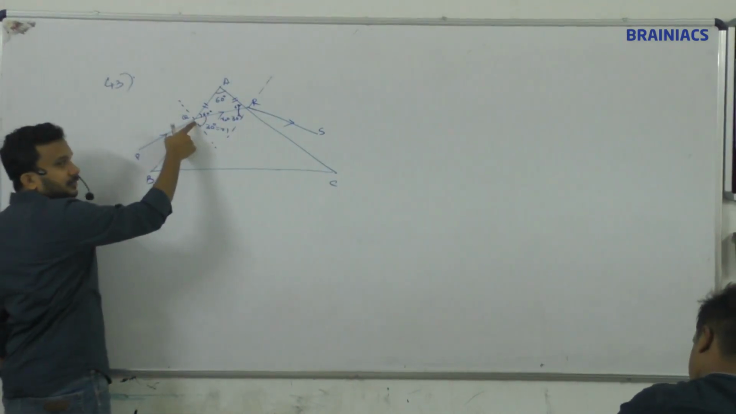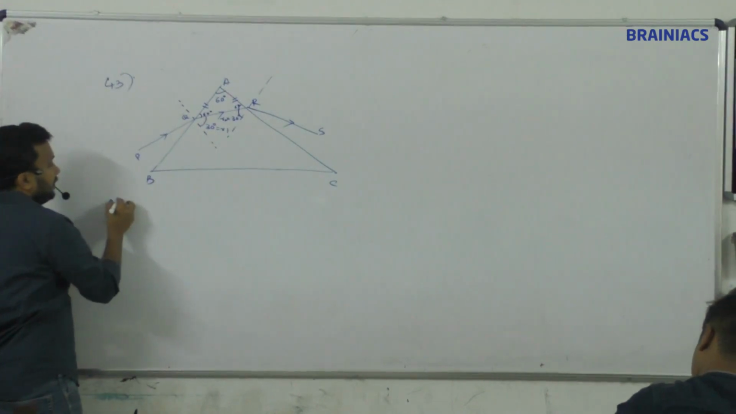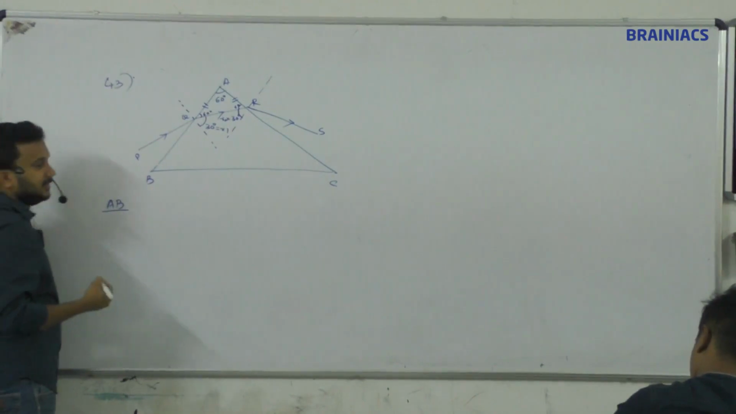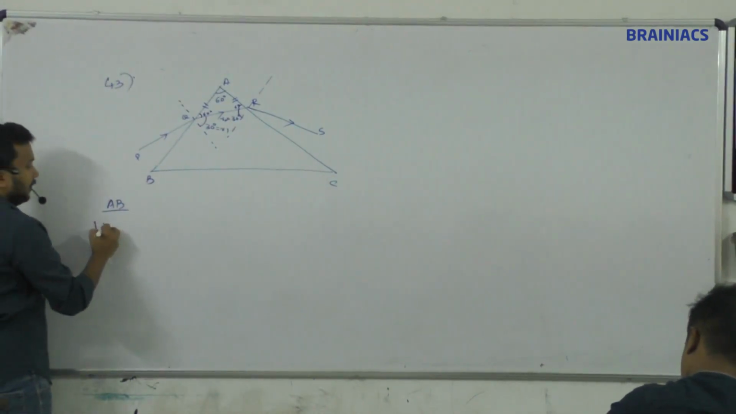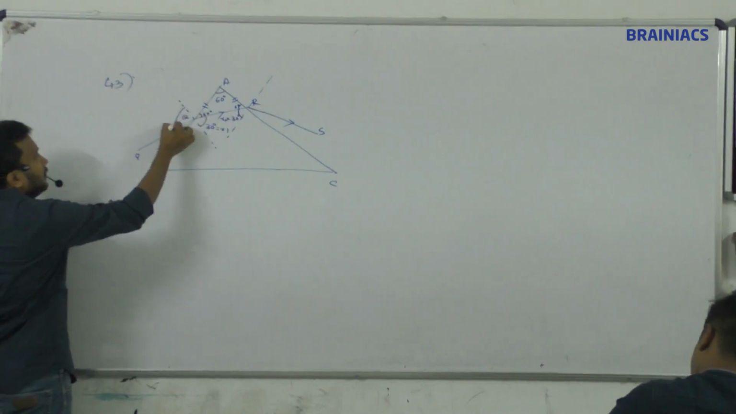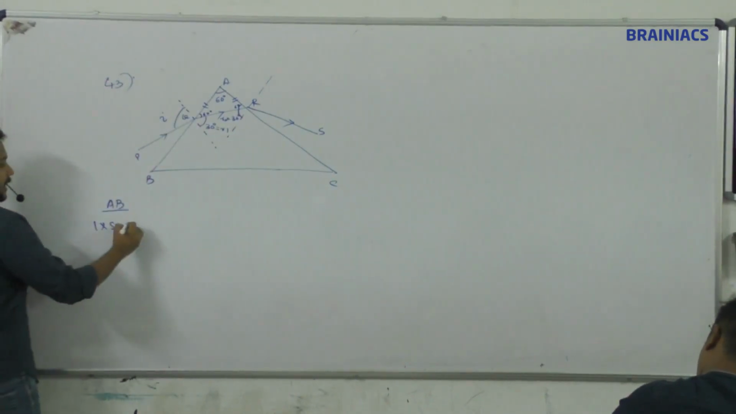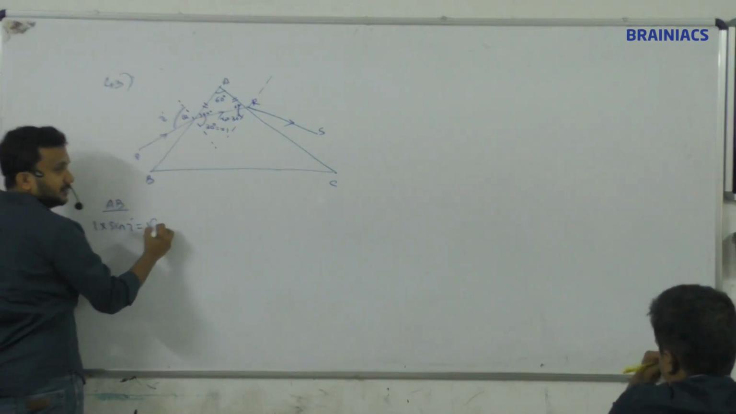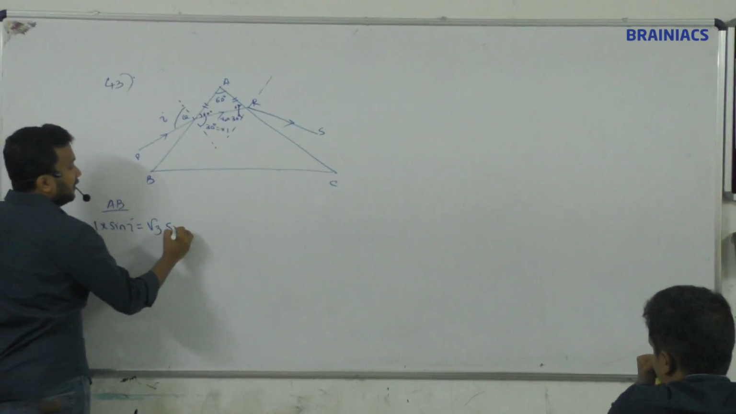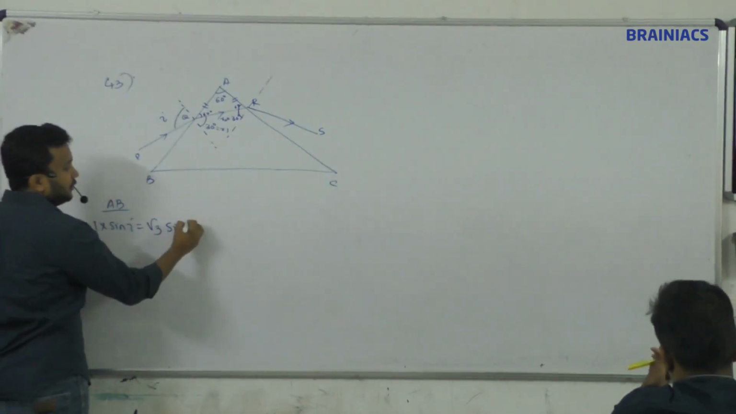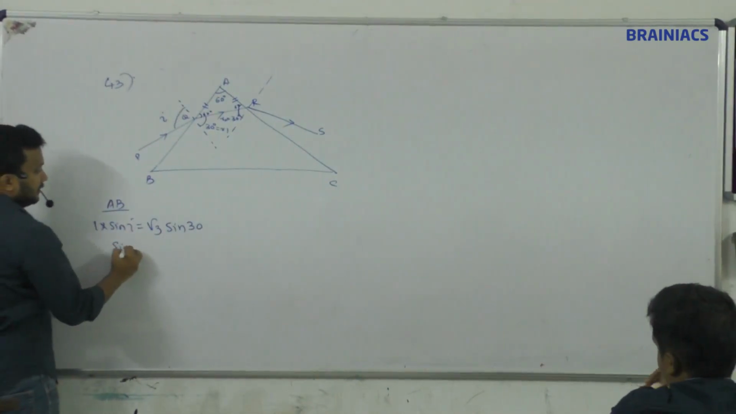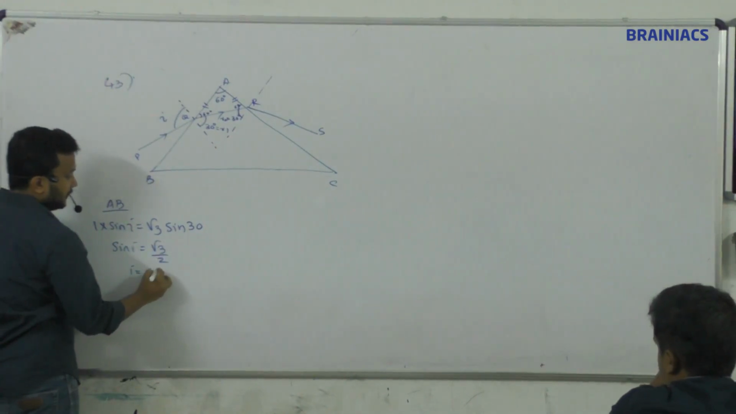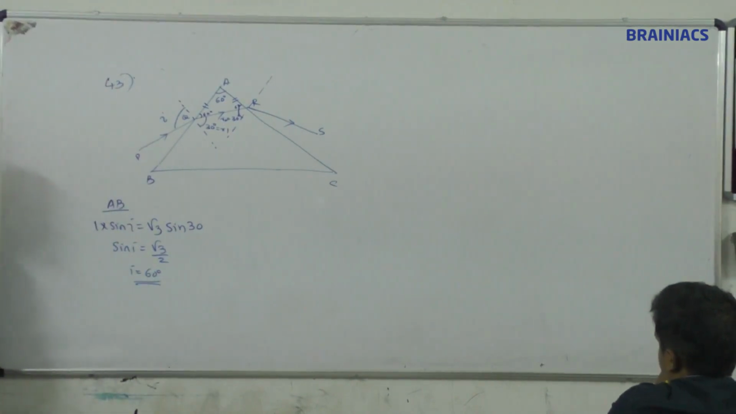Now we'll apply Snell's law on the first surface. So on the AB surface we'll apply Snell's law. What is Snell's law? N1 sin theta 1 equals N2 sin theta 2. Outside is air, so N1 is 1, into sine of the angle of incidence I, equals N2, which means the prism, into sine of the angle of refraction. The prism's refractive index is √3, and the angle of refraction is 30. So you will get sine I equals √3 by 2, which means I equals 60 degree. This information you got.